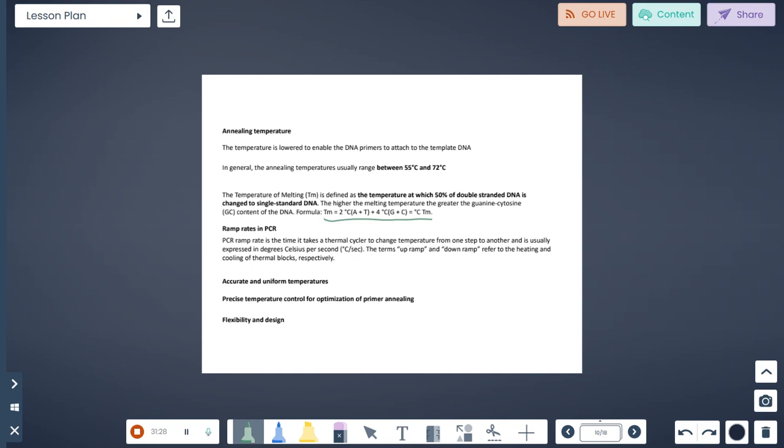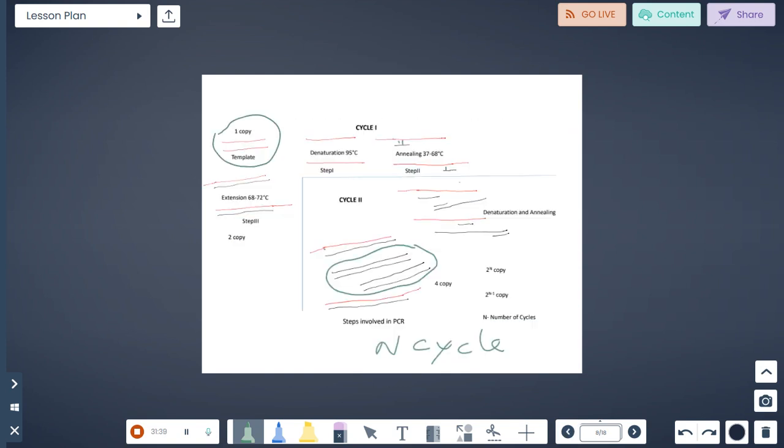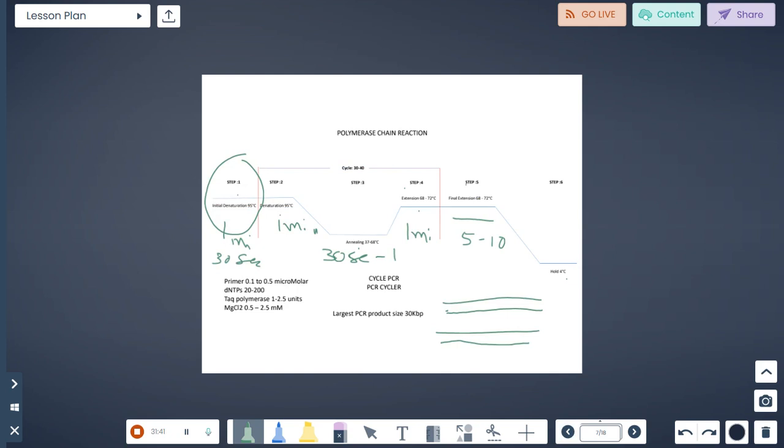Then how will the PCR happen in an efficient manner? Another parameter is ramp rate. Ramp rate means, when you see this polymerase chain reaction, it goes from 95 degrees centigrade, cooling down to 68. Then from 68, it is going to 72. Then again, it is coming to 95 like that. So this is actually temperature. What is the time taken from a particular temperature to reach the other temperature?